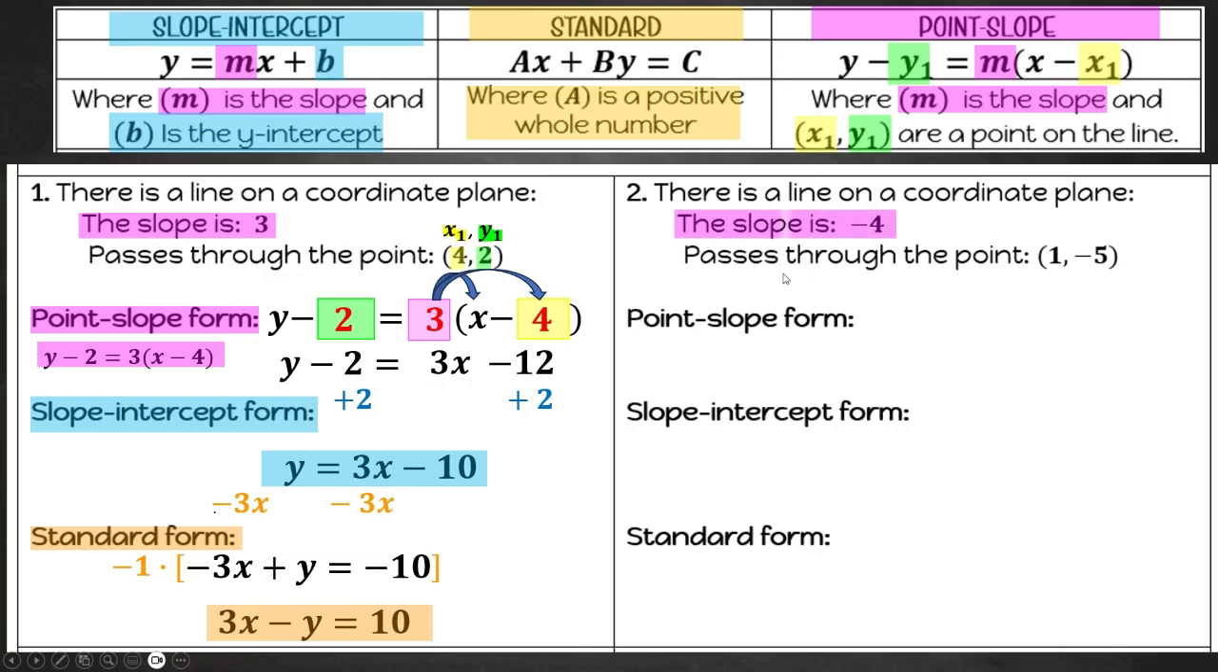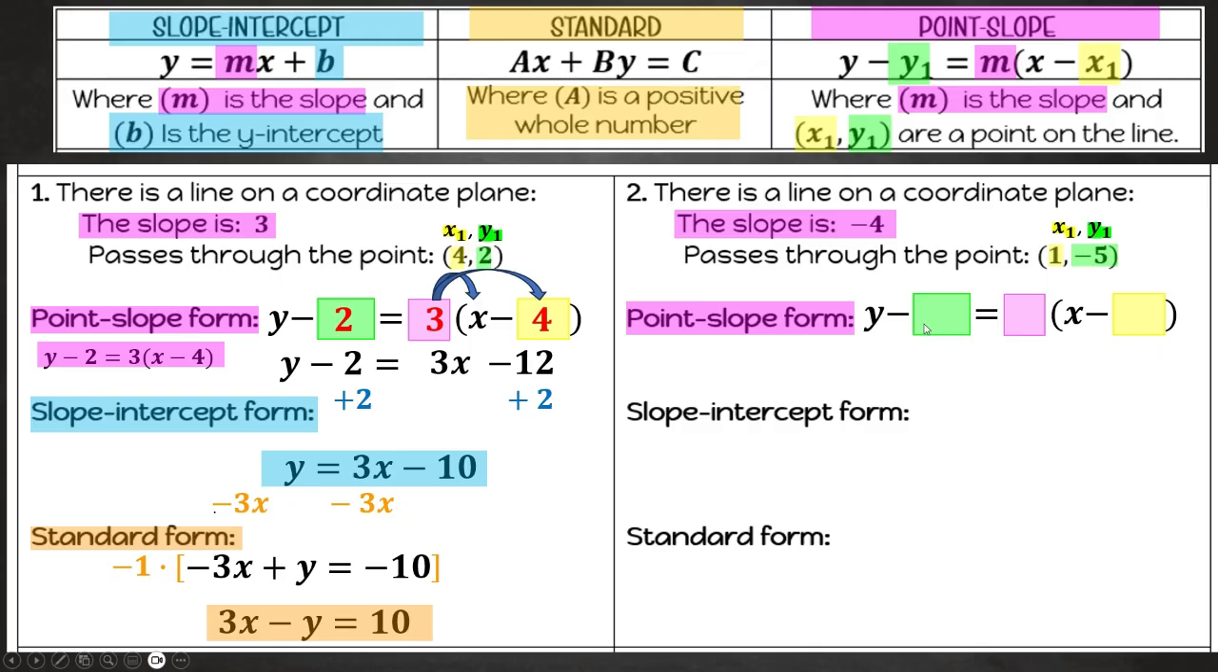Example number 2, there is a line on a coordinate plane. The slope is negative 4. It passes through the point negative 5, 1. First, we're going to write it in point slope form. Y minus a number equals something times x minus another number. So here we color code everything again. Label this x1 and y1 in case you don't want to color code.